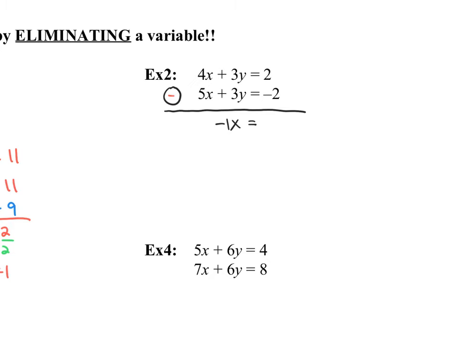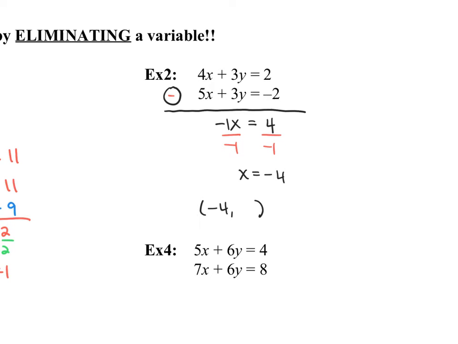Here's where you have to be careful. 2 minus negative 2 would really be positive 4, because subtracting a negative really means adding a positive. Then I could divide both sides by negative 1, and this would mean that the x part of my coordinate would be negative 4. I still need to find the y half.